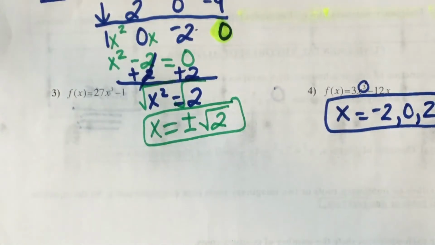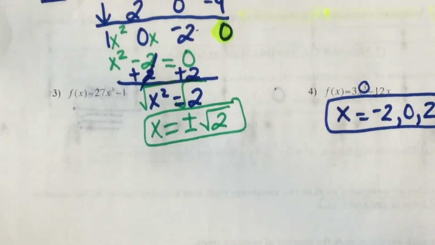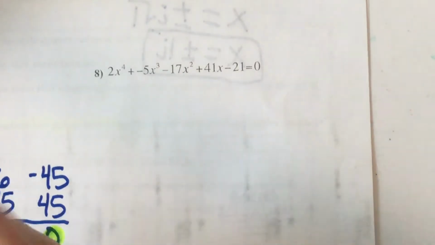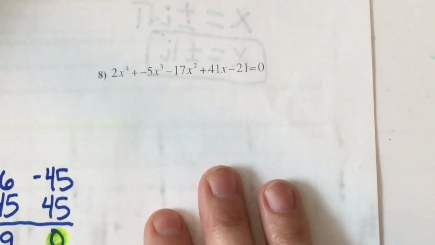Okay? All right, let's look at another one where we have to do synthetic division twice. All right, so let's look at number 8 in the notes, if you can see it. First thing I'm going to do is put this in my calculator and see if it touches the x-axis in any nice locations. Okay, so that's kind of a big boy.